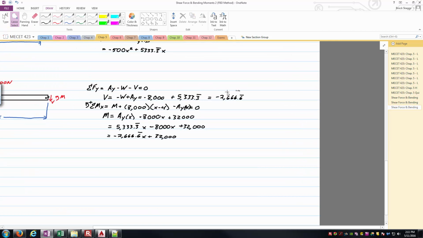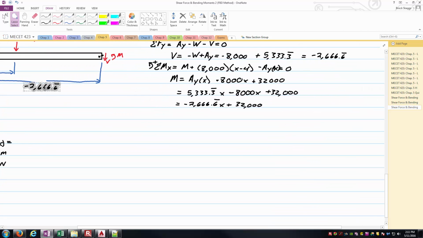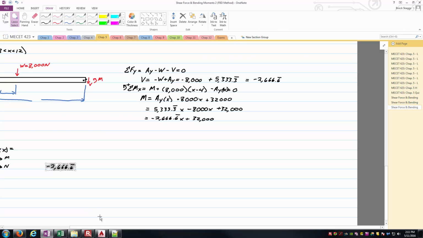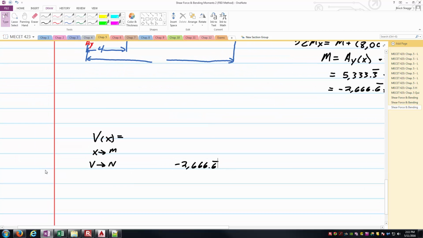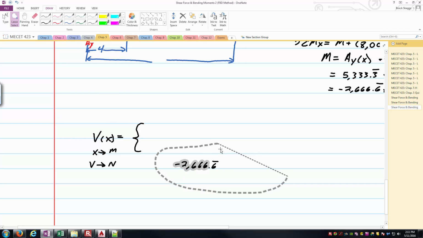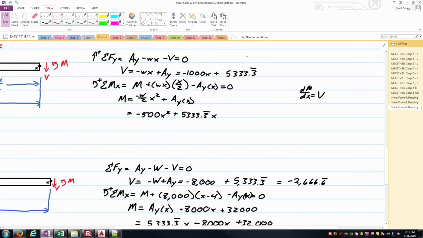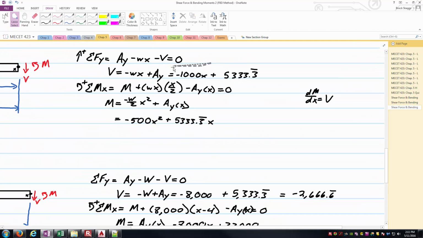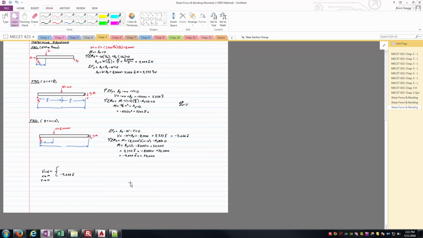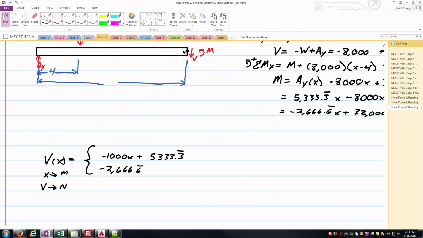And to see if I can grab some of these values, here's our V2 as a function of x. There's that. Looks like I lost my curly brace here. So there's that. And this goes here. And then the first V as a function of x was this linear function here, which goes here.